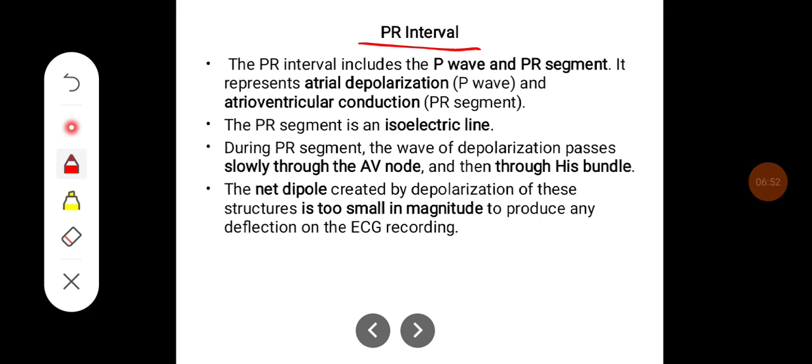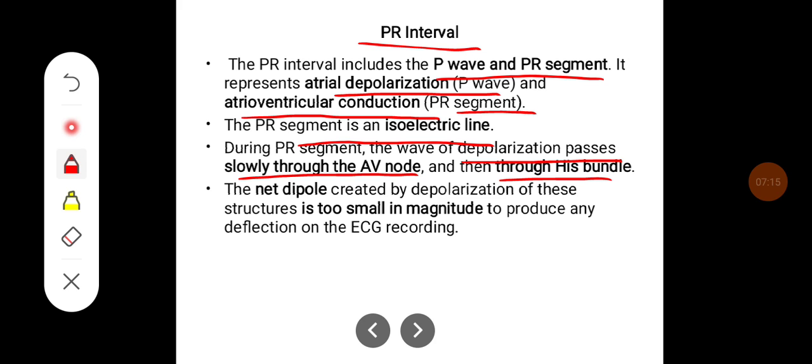The PR interval includes the P wave and the PR segment. It represents atrial depolarization, that is the P wave, and atrioventricular conduction, that is the PR segment. The PR segment is an isoelectric line. During the PR segment, the wave of depolarization passes slowly through the AV node and then through the bundle of His. The net dipole created by depolarization of these structures is too small in magnitude to produce any deflection on the ECG recording.